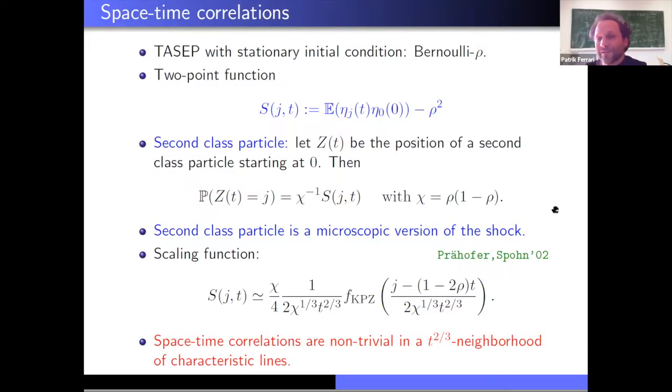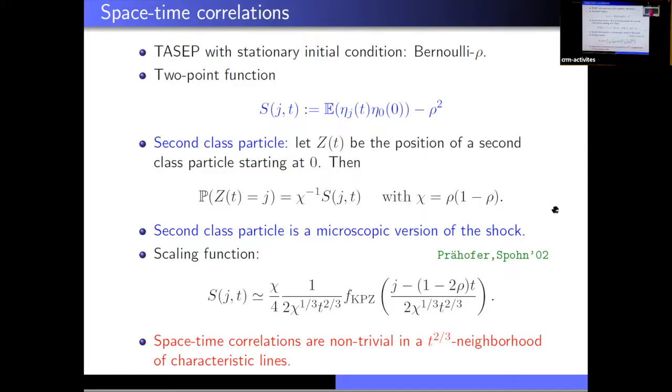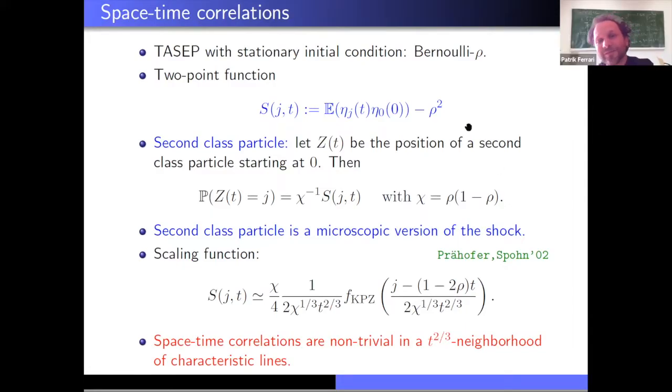Why are these characteristic lines important? Because physically they are the ones where the correlation is non-trivial in space-time. So this is the goal of this slide.